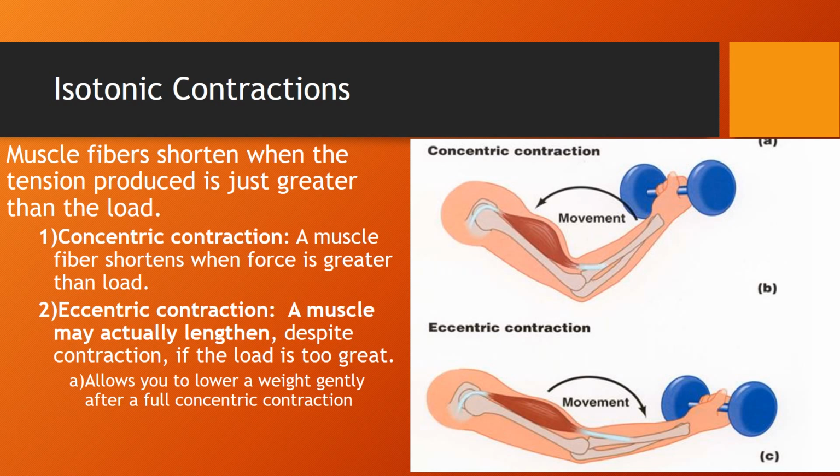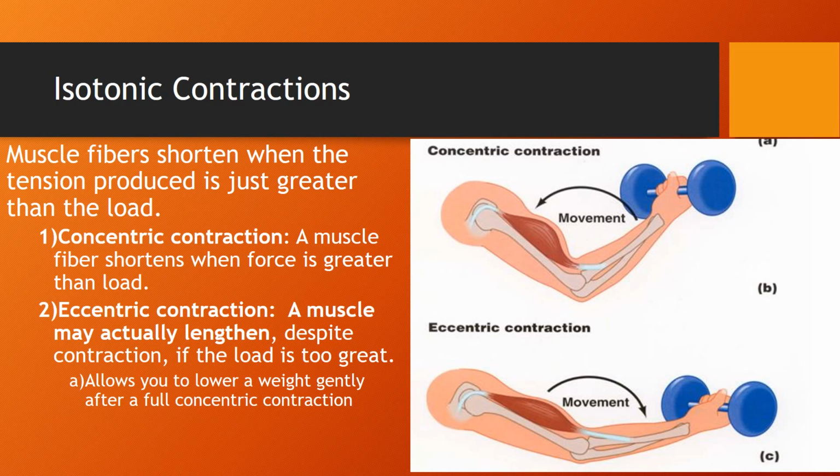So there's two different types of isotonic contraction. We have concentric and eccentric. So with a concentric contraction, this is a type of muscle contraction where the muscle fiber will shorten while generating force. And so this is now overcoming resistance.